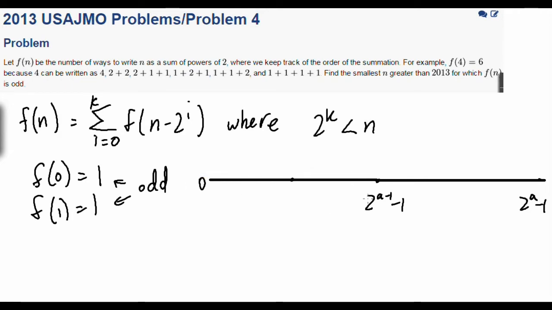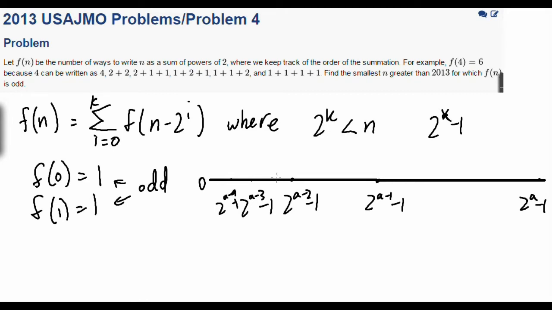this is 0, that are under 2 to the a minus 1 minus 1, are in the form of 2 to the x minus 1. I should say 2 to the x, because I don't want to get my variables mixed up. For instance, 2 to the a minus 2 minus 1, 2 to the a minus 3 minus 1, 2 to the a minus 4 minus 1. These are the only numbers for which this function is odd. These are the only ones.